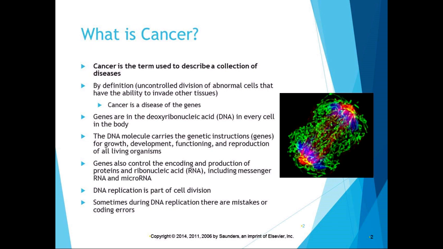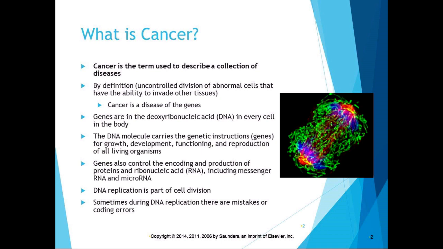So at the beginning of chapter 20, when they're talking about how changes in DNA can alter cell structure and function or cause cell death, the genes are in the DNA in every cell in the body. We talked about this in the last module. The DNA molecule carries the genetic instructions, or the genes, for growth, development, functioning, and reproduction of all living organisms. The genes also control the encoding and production of proteins and RNA, and DNA replication is a part of cell division. So sometimes during DNA replication there are mistakes or coding errors.